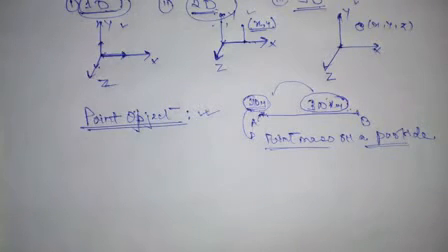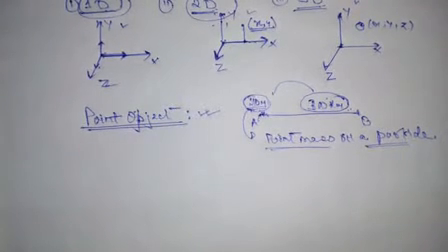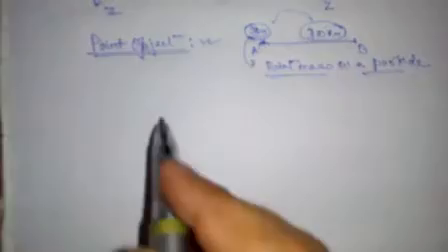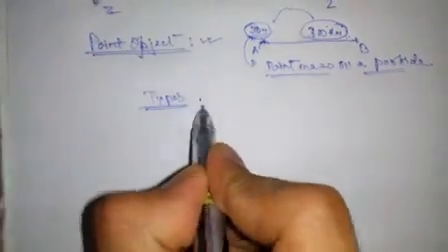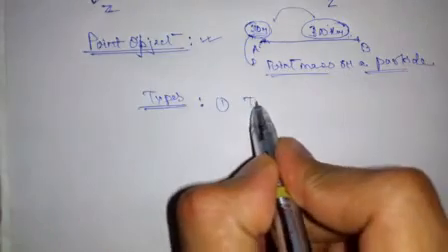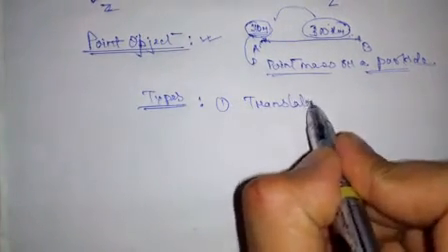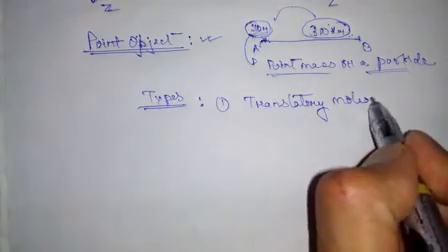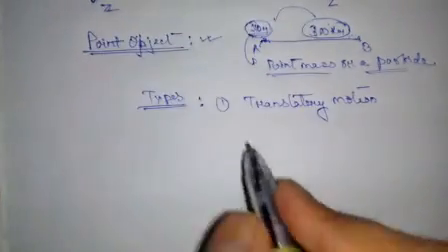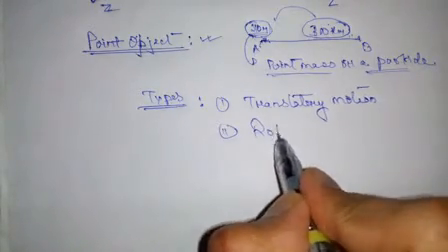Clear? Next we are going to start types of motions. There are basically two types of motions. Number one, translatory motion. And number two, rotatory motion.